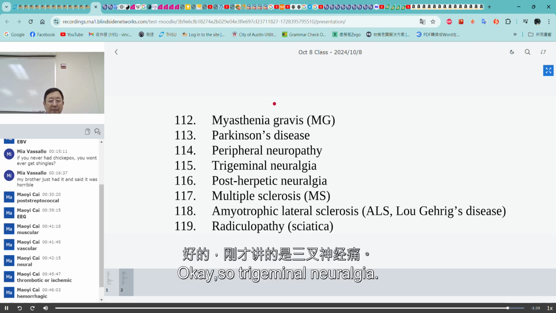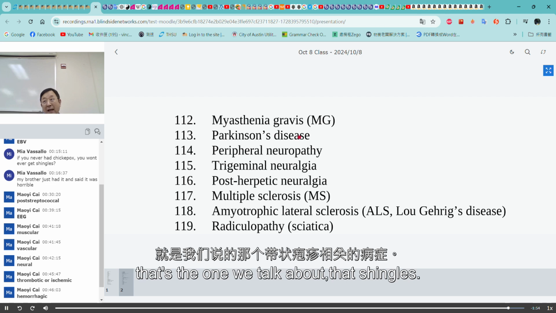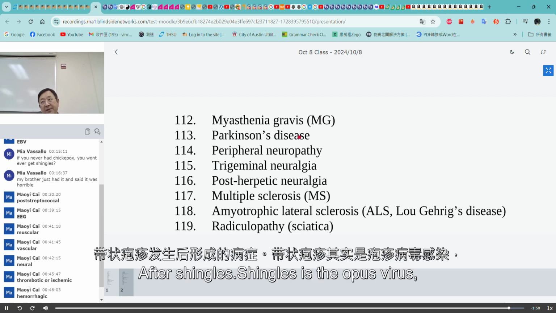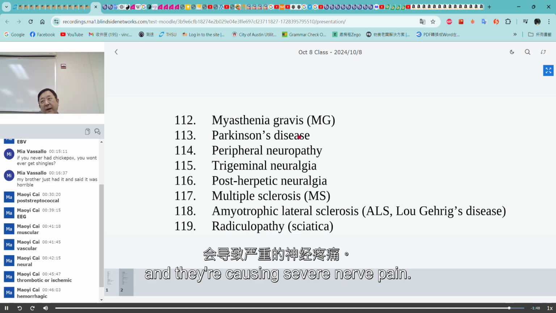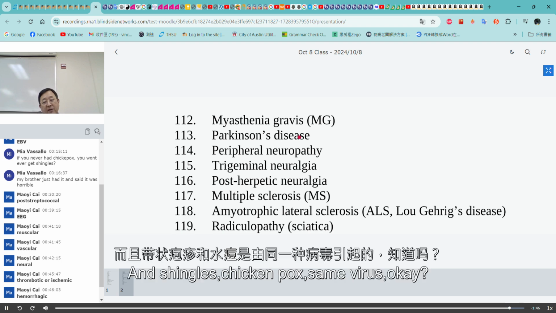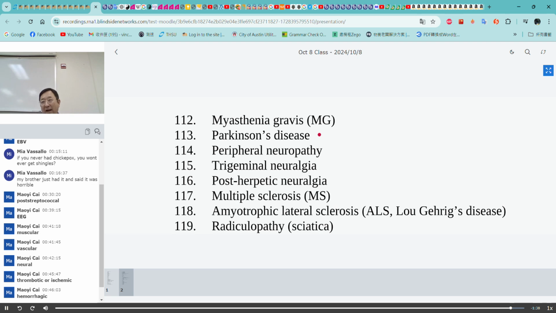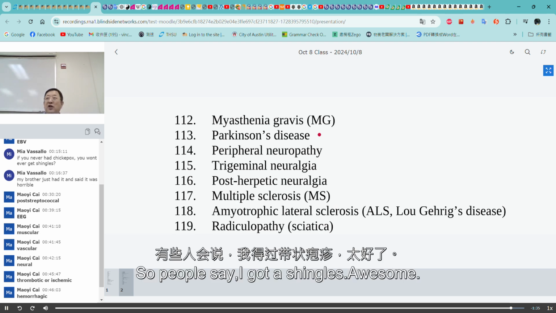Yeah, chewing muscle, okay? So trigeminal neuralgia. Post-herpetic neuralgia, that's the one we talk about, that shingles. After shingles. Shingles is herpes virus, and then causing severe nerve pain. Shingles and chickenpox, same virus, okay? And shingles can be prevented by what? Vaccine.